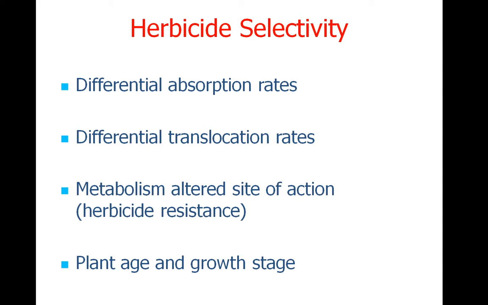Plants absorb and translocate pesticides at different rates. Slower absorption or translocation of a pesticide will allow the pesticide to be broken down and won't be as effective. Plants, and the same is true for insects, can become resistant to pesticides over time. Resistance will be discussed later in this presentation. Younger and smaller plants are generally more susceptible to herbicide than older plants.